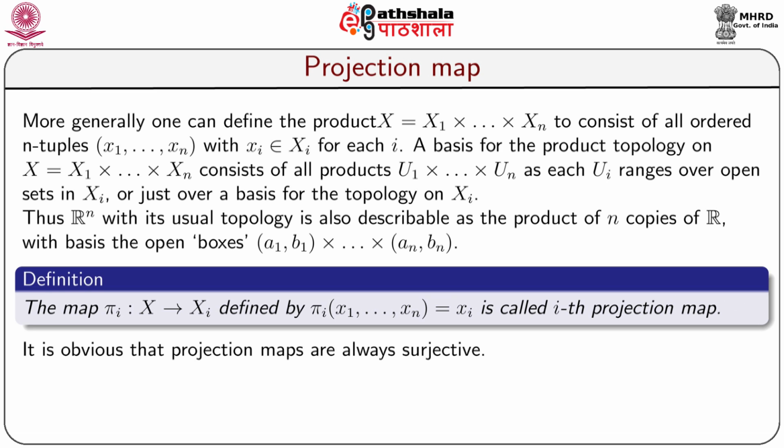So, what is a projection map? Let X1, X2, ..., Xn be n non-empty sets, and let X be the Cartesian product X1 cross X2 cross ... cross Xn. Let us define a mapping pi_i from the Cartesian product X to Xi in this way: pi_i of (x1, x2, ..., xn) is equal to xi. That means pi_i maps the element (x1, x2, ..., xn) to xi. This mapping is called the ith projection map. It will be important for our purpose.